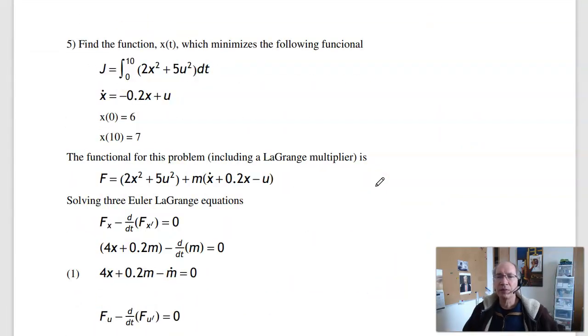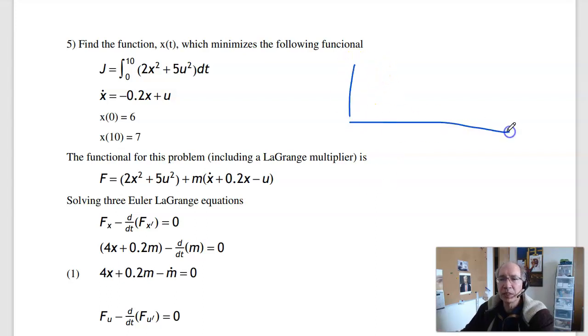Problem 5 looks at first-order differential equations. This is leading into optimal control. I want to go between 2 points. X of 0 is 6, and at 10 seconds I want to be at 7. Find the path that minimizes it, subject to the constraint. X satisfies this differential equation, and I want to minimize 2x squared plus 5u squared.